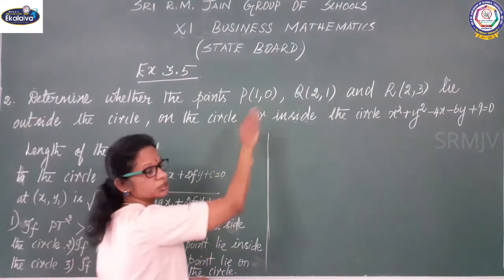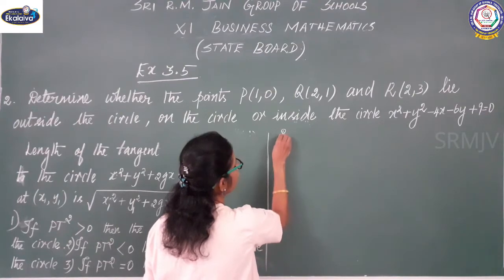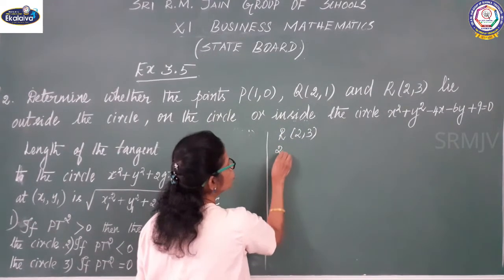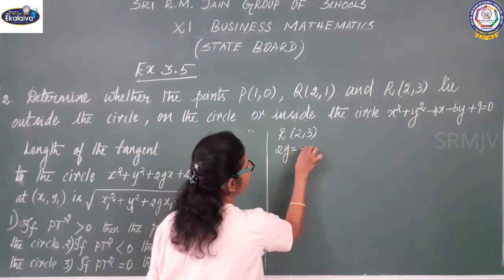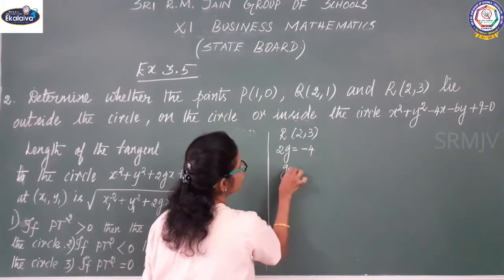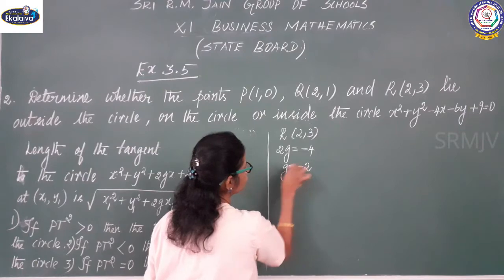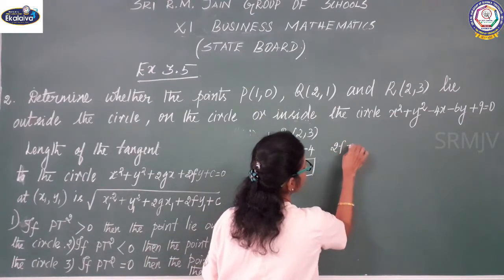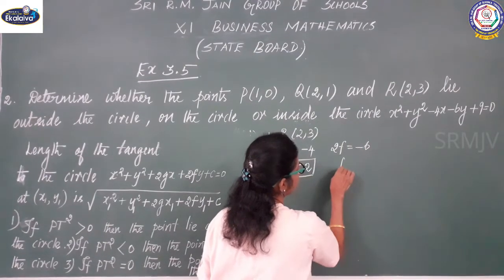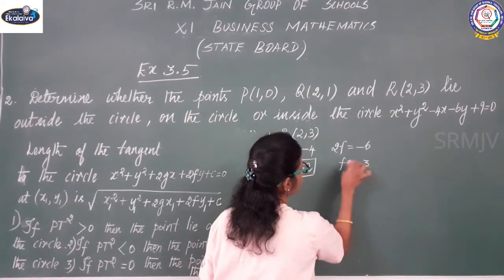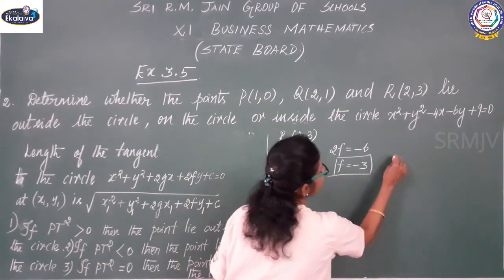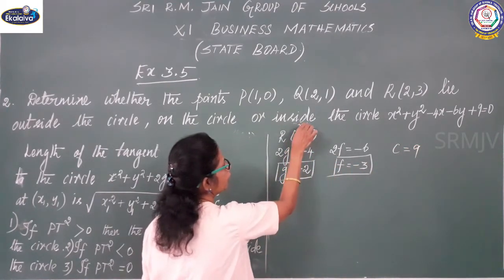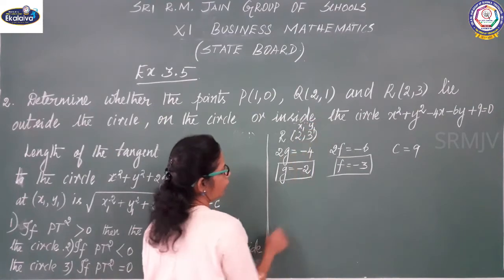I have discussed, right? Here the point is 2 comma 3. 2g equal to minus 4. g is equal to minus 2. 2f equal to minus 6. f equal to minus 3. c is equal to 9. This is the point x1 comma y1.